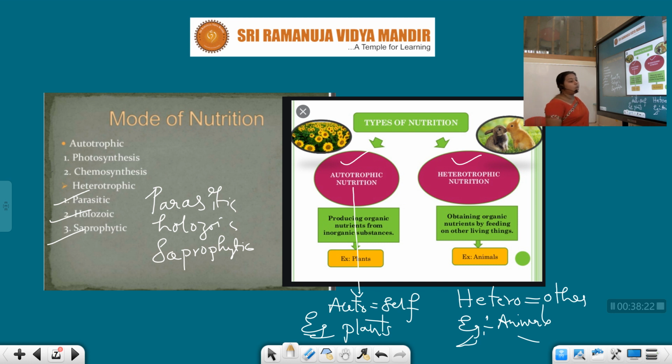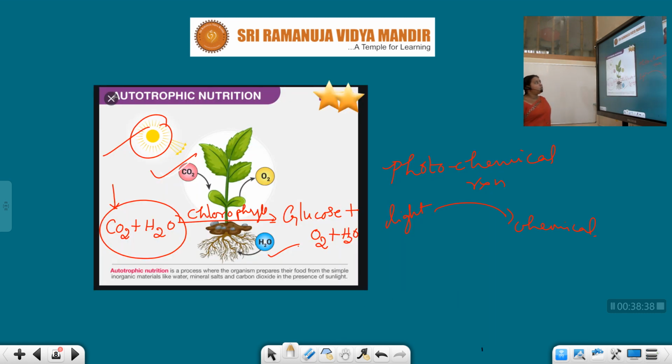And the second one is heterotrophic mode of nutrition. Here they obtain inorganic or organic substances from other living organisms, so it is heterotrophic mode of nutrition. See, children, the word hetero means others. And heterotrophic mode of nutrition is again divided into types: holozoic, parasitic, and saprophytic.